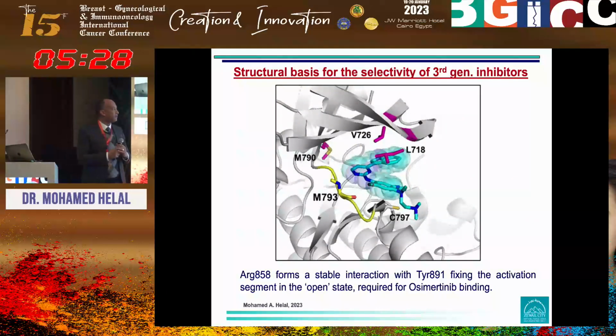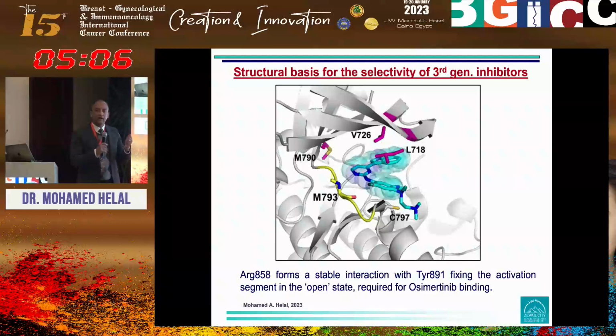The indirect reason is it's more active against the sensitizing mutation L858R, because the arginine now in the open conformation can make a hydrogen bond with tyrosine 891, fixing the enzyme in the active conformation or the active form, which is suitable for the binding of osimertinib.